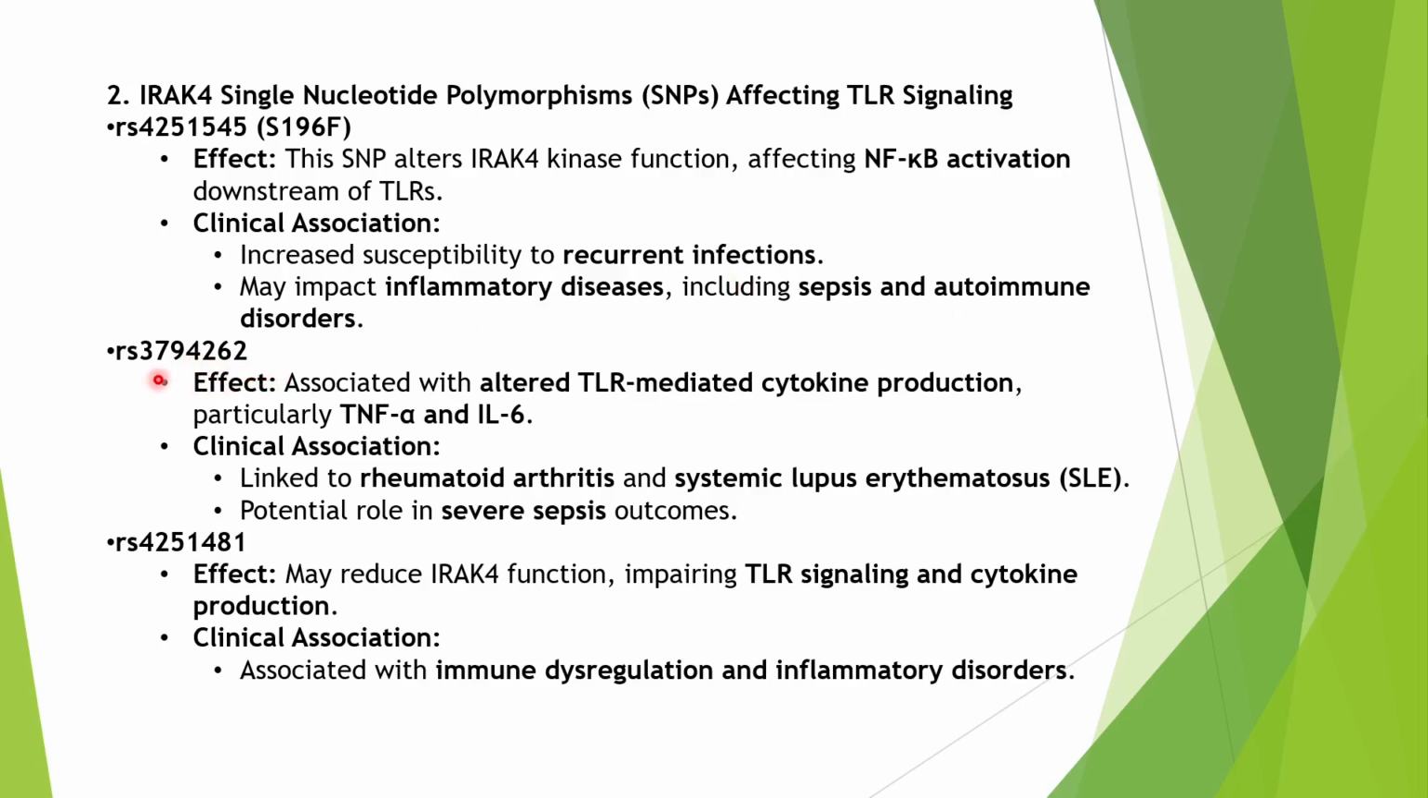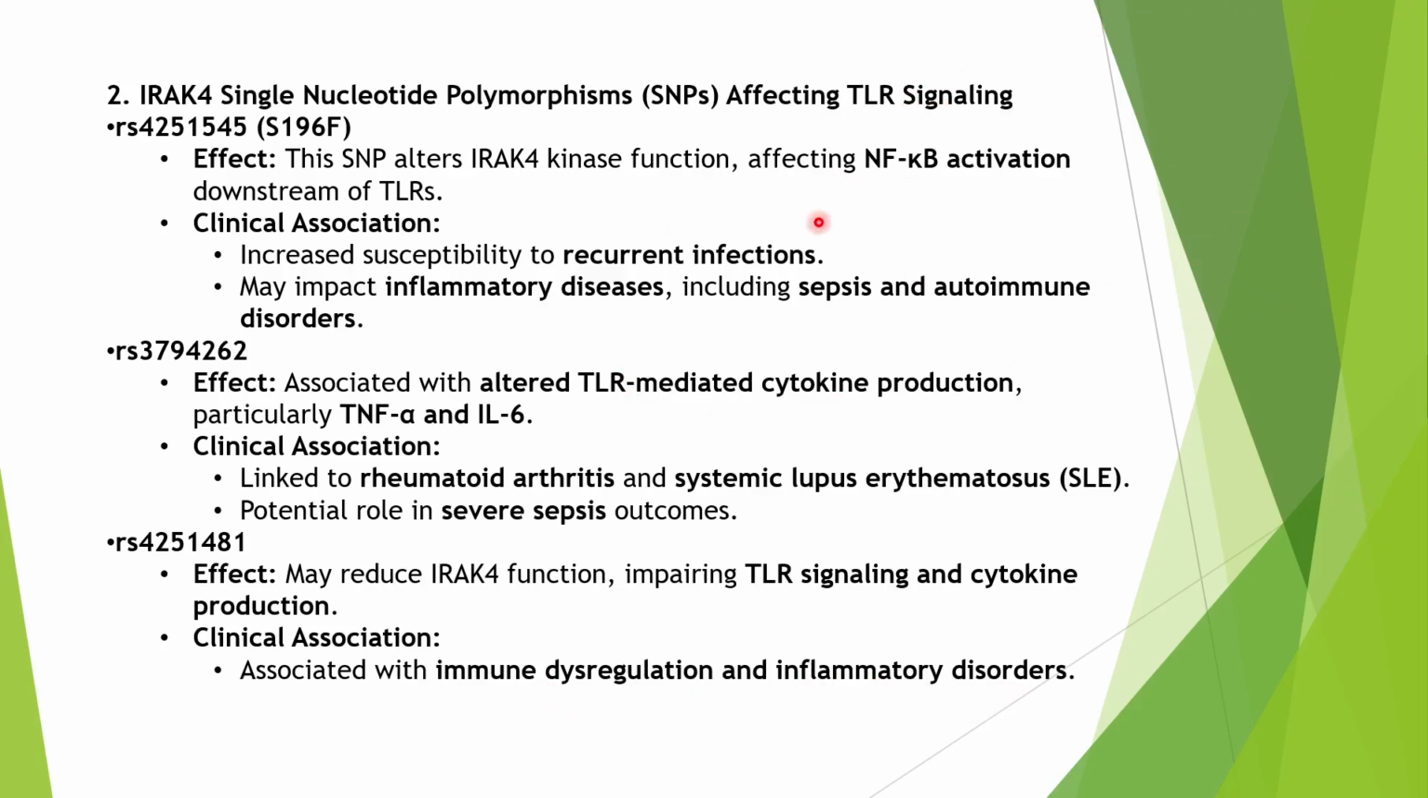Then other SNPs can affect cytokine production of TNF alpha and IL-6, leading to rheumatoid arthritis and systemic lupus erythematosus. So your SLE and RA are also very severely involved in sepsis. Other SNPs may reduce IRAK4 function by dysregulation of the immune system and inflammatory disorders.